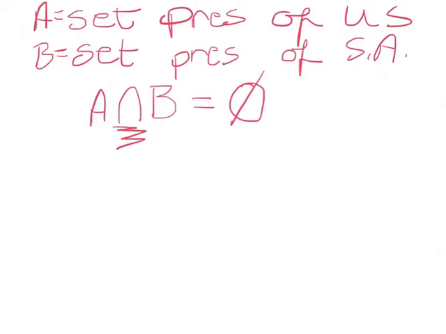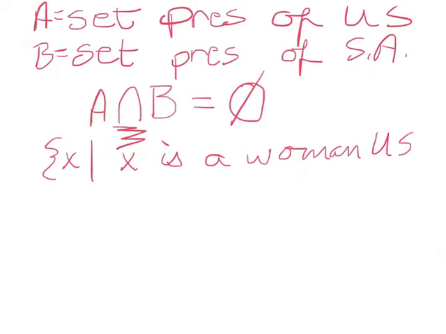Another way you can think of this in terms of empty set is, what if I had this set of all X such that X is a woman U.S. president. Alright, and that's in set builder notation. Well, that's also equal to the empty set, although I think probably in the next 3 to 10 years, I imagine that we'll probably elect a woman, so that'd be pretty cool.